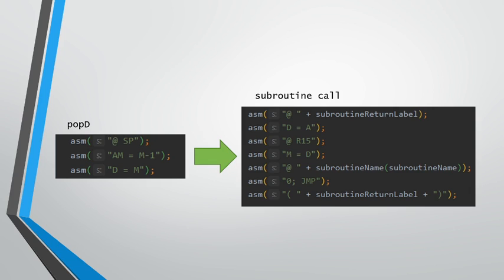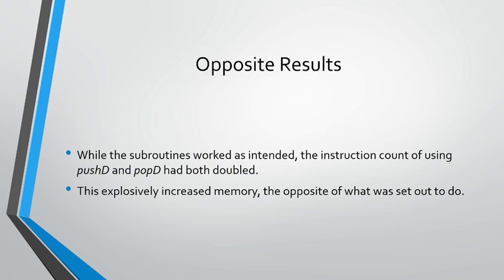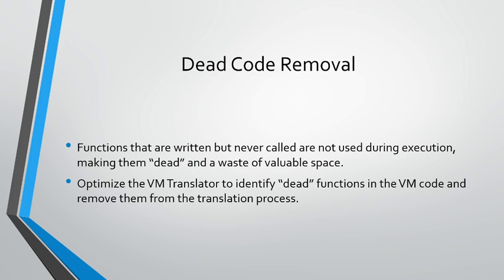On the left is the code for popd, which is 3 instructions. On the right is the necessary code to call a subroutine. As you can see, there's a bit of a problem because a subroutine call is more than twice what it takes to use popd normally. So while the subroutines I wrote did work as intended, it had the opposite effect of what I was looking for. The instruction count for pushd and popd were replaced with subroutine calls that more than doubled each of them. This explosively wasted my memory and was the opposite of what I was intending to do in the first place. So I had to not use those subroutine calls.